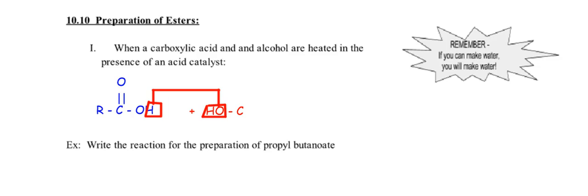So what do I make? Now notice I have these color coordinated, same as last time. The blue is from the carboxylic acid. The red is from the alcohol. So when I make my water, one of the H's is from the carboxylic acid, the other OH is from the alcohol. All right, so here's my ester, here's my water.